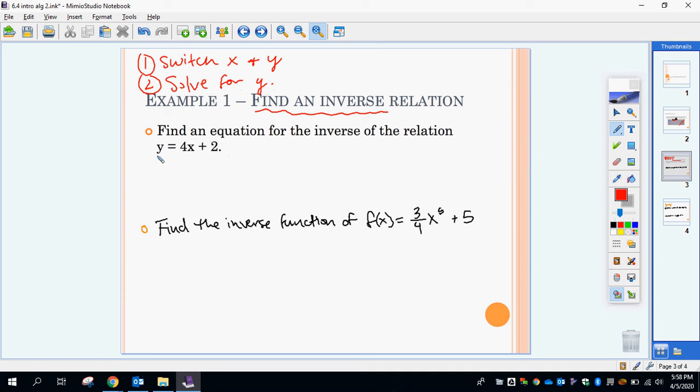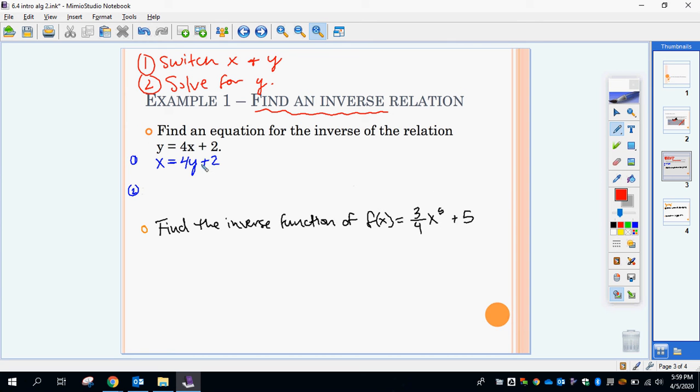So if I said the original equation was y equals 4x plus 2, and I asked you to find the inverse of this equation, the first thing we're going to do is switch the x and the y spot. So instead of y equals, it says x equals. And instead of 4x, it says 4y. Okay, so that's just step 1. Now step 2 would actually be to solve it, get y by itself.